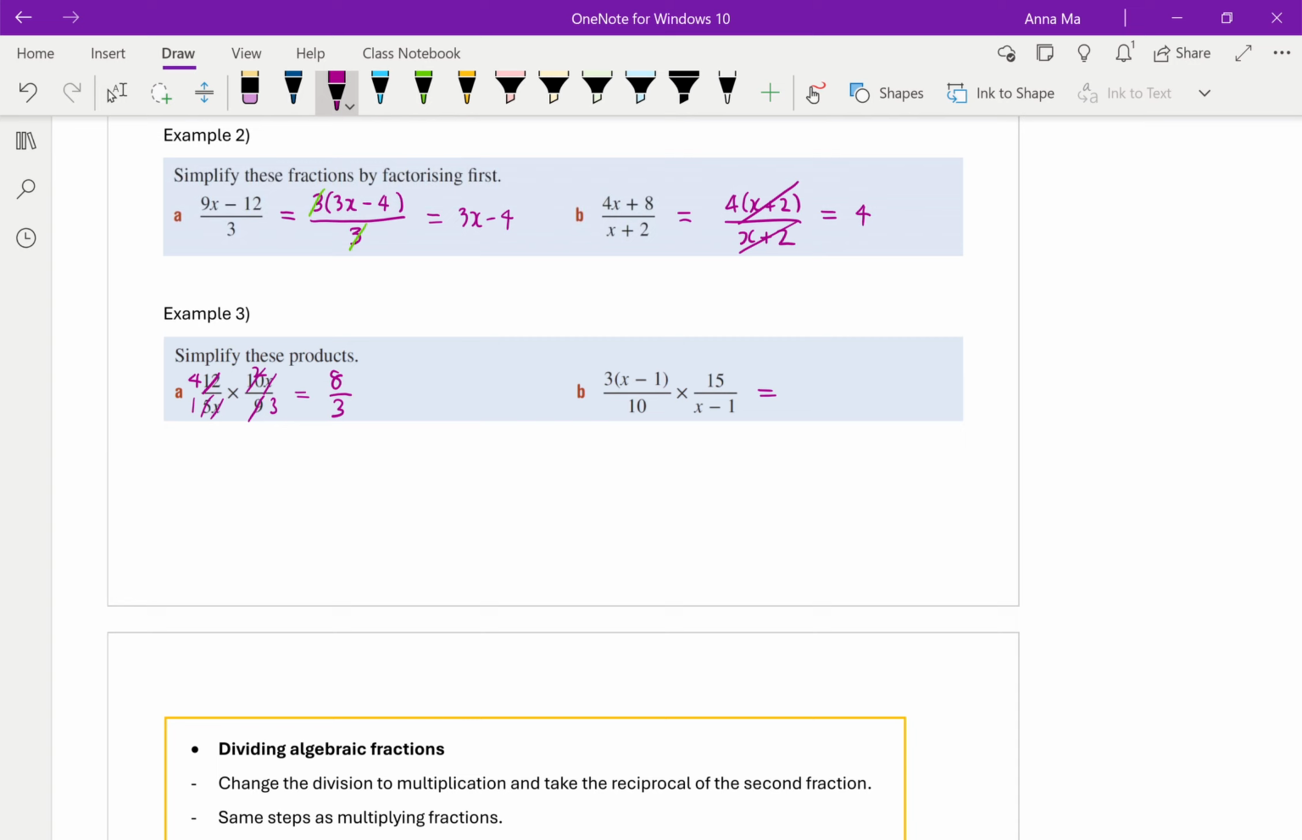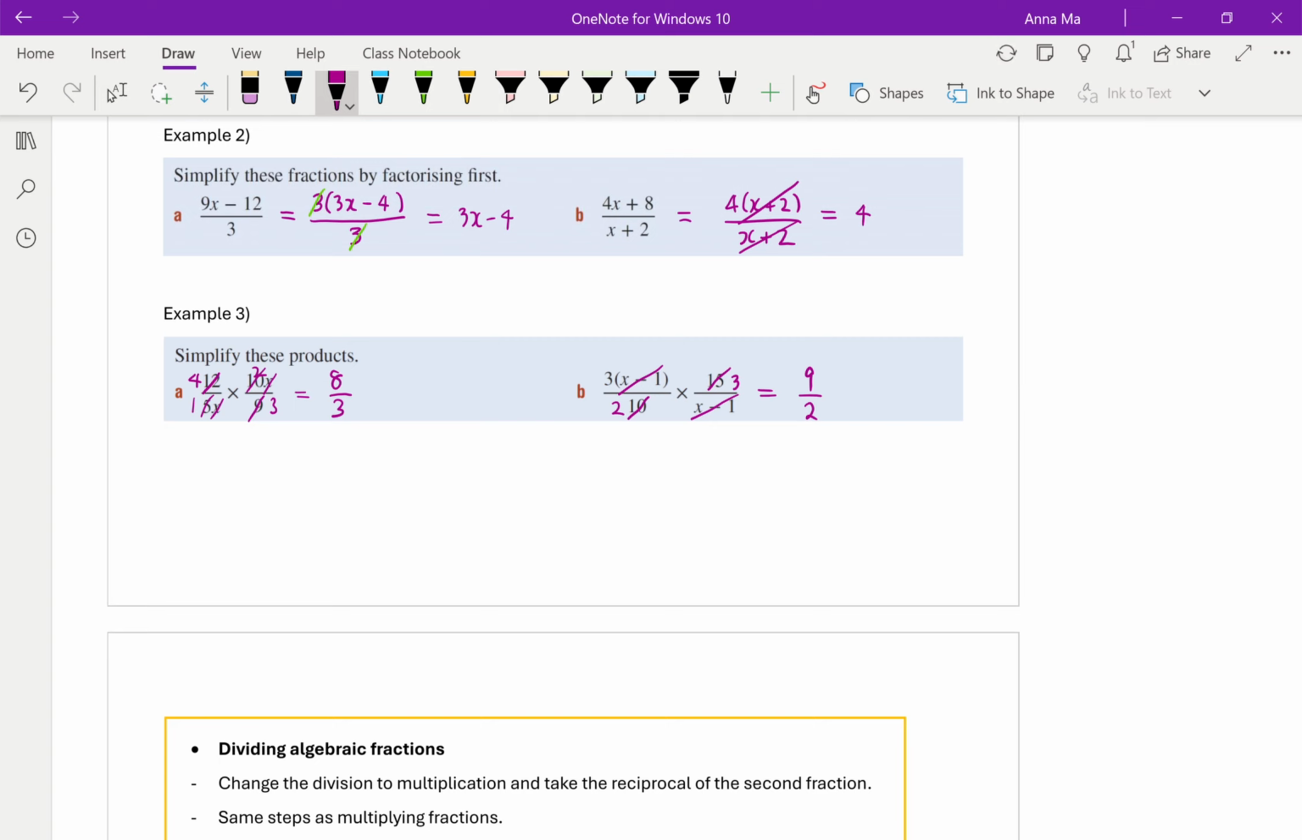Part B, same thing. So I can cancel out the x minus 1 as a whole, and then the 10, 15, both divisible by 5, which leaves 2 and 3. Multiplying across, I get 3 times 3 on the top, which is 9, over 1 times 2, which is a 2. 9 over 2. Hopefully that wasn't too bad.